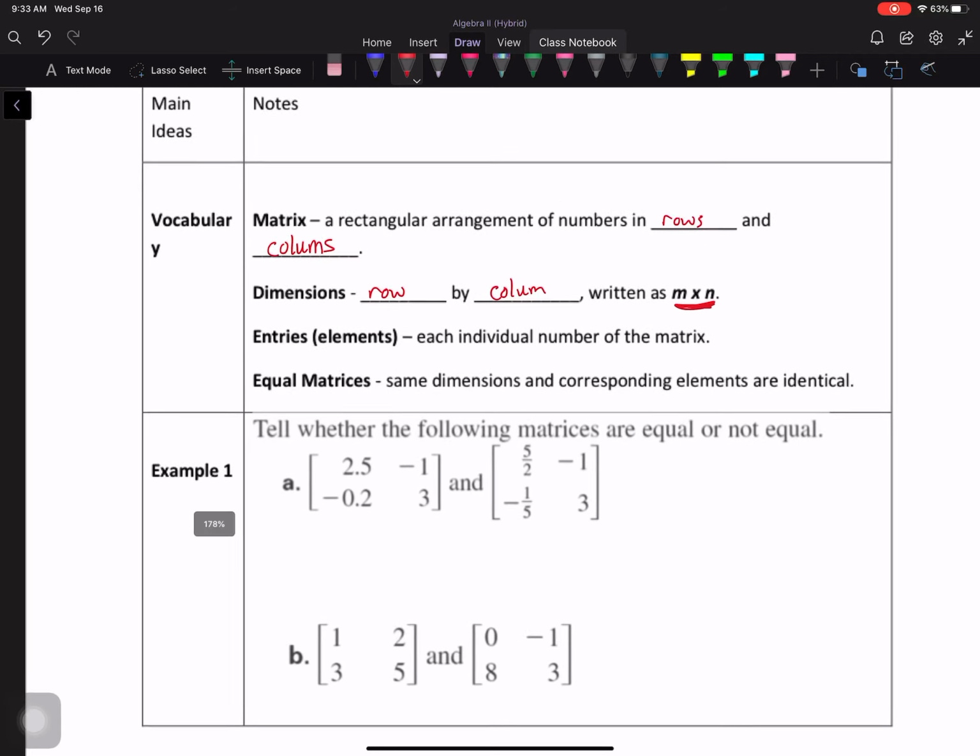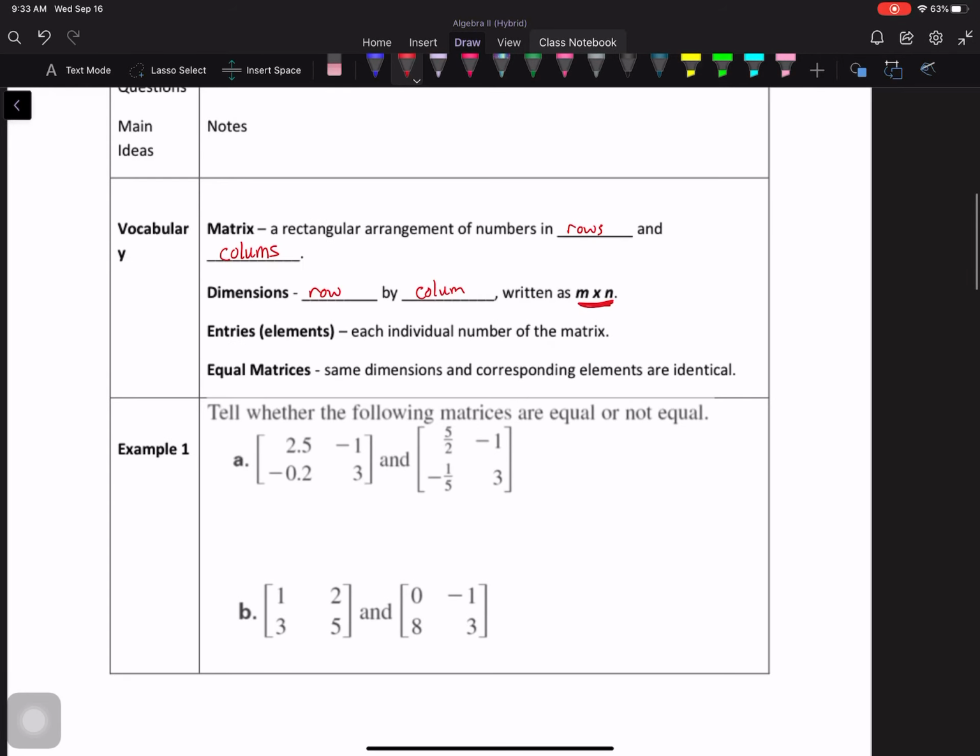So starting down here with example number 1. Tell whether the following matrices are equal or not. So you're just looking at the corresponding elements. So 2.5 and 5 halves. Those are the same. So far we are good. -1 and -1. So far, these two matrices are equal. -0.2 and -1/5. Those are the exact same thing. And last but not least, 3 and 3.